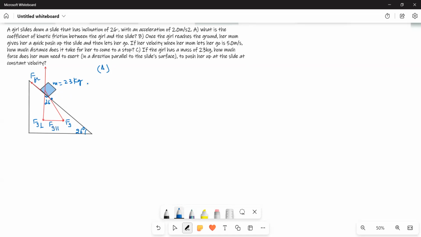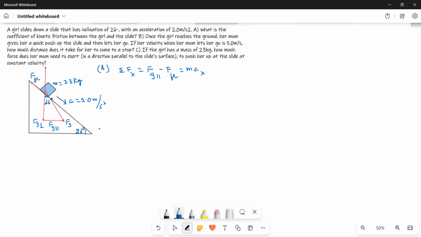Okay, so we write, I take this direction as positive, this direction as negative. So sigma Fx is equal to Fg parallel minus F friction is equal to m ax. Now here a is given to us. This is the direction, and a is equal to 2 meters per second squared.